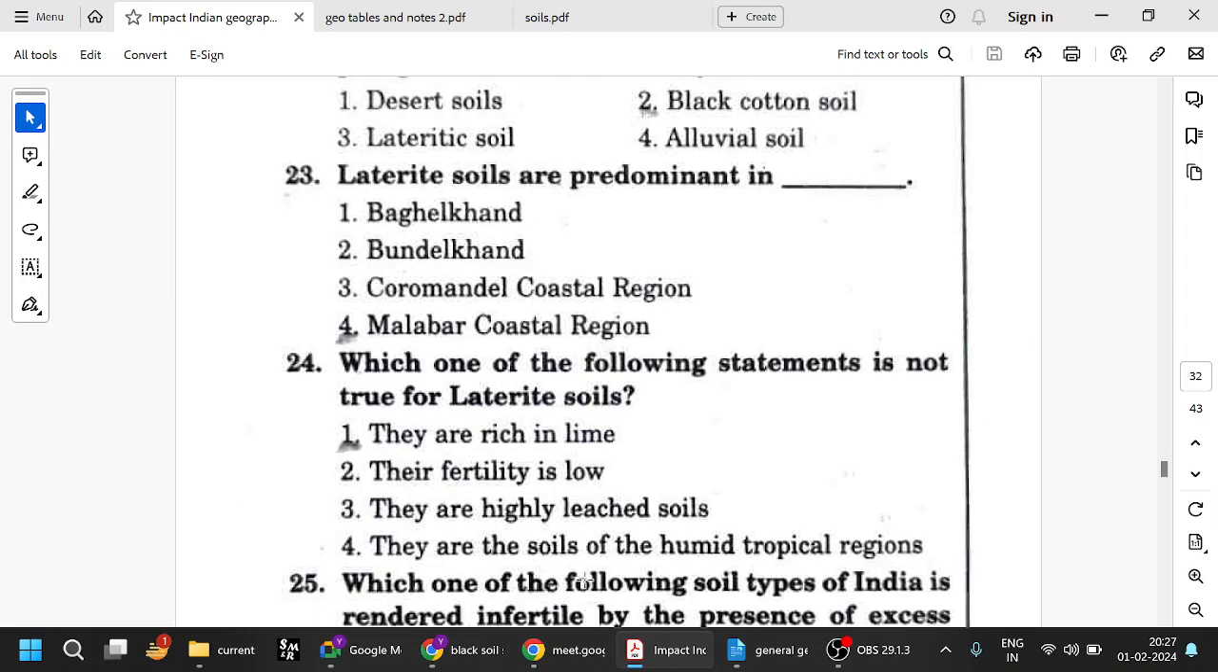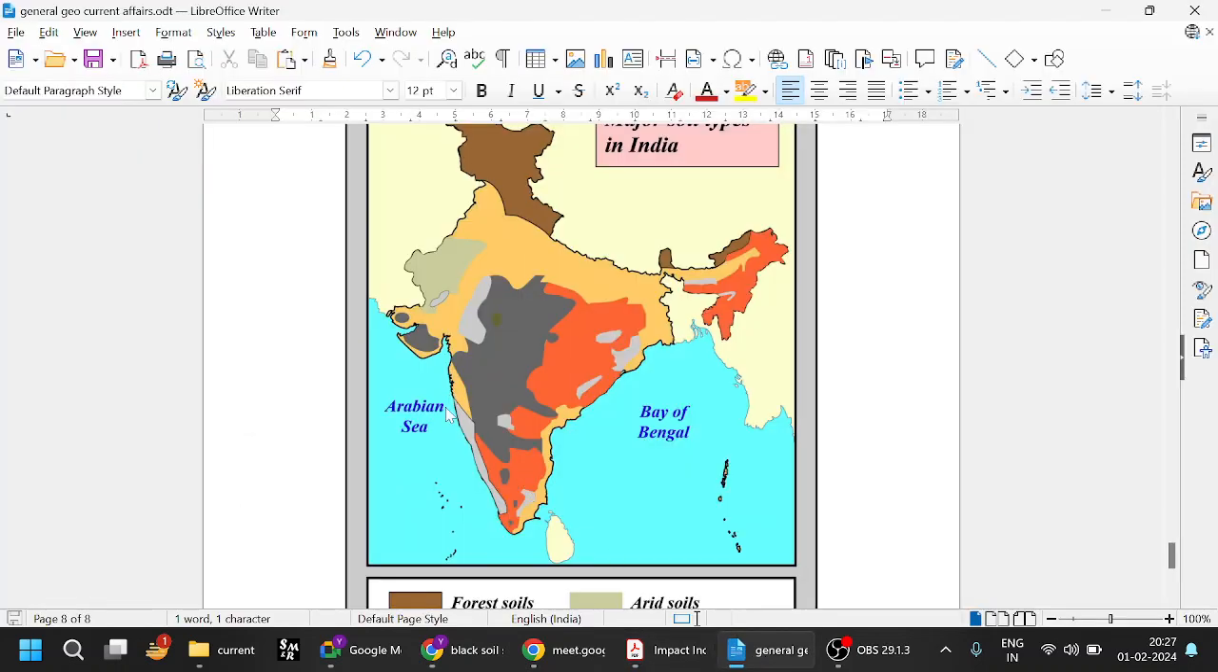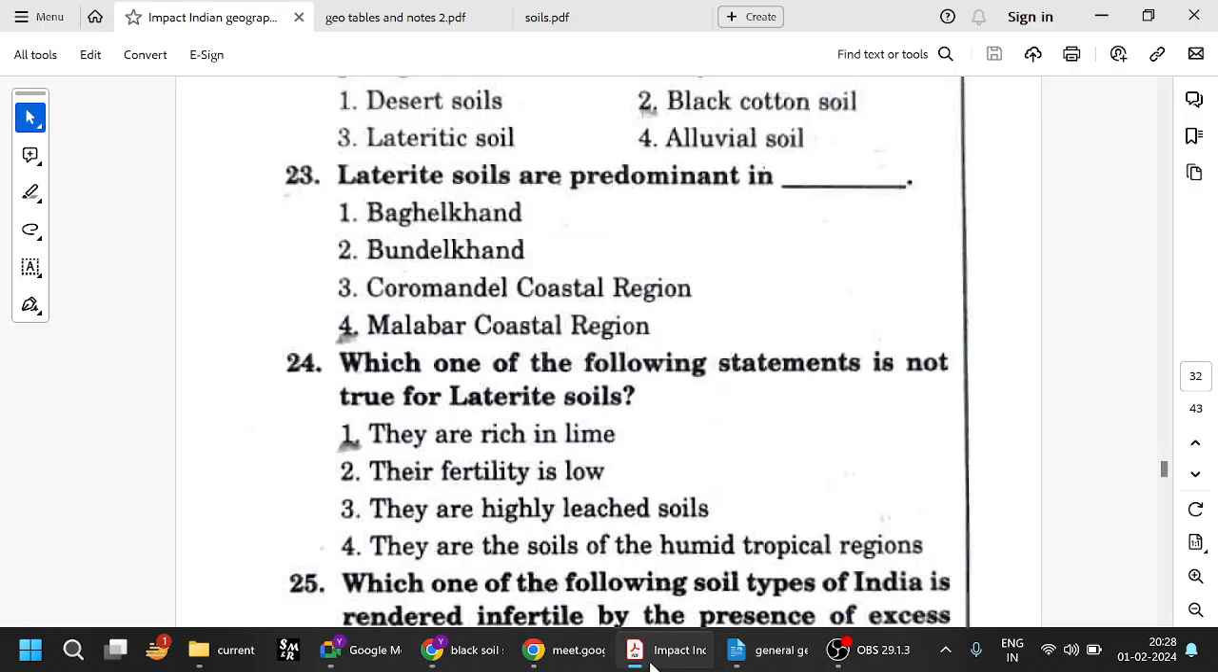So laterite soils we've seen. They are prominent in this region. These are laterite soils. A little bit here and a little bit here and there. But they are majorly prominent in the Malabar coast, basically Kerala, Karnataka, and a little bit of Maharashtra. So Malabar. Coromandel means Tamil Nadu.